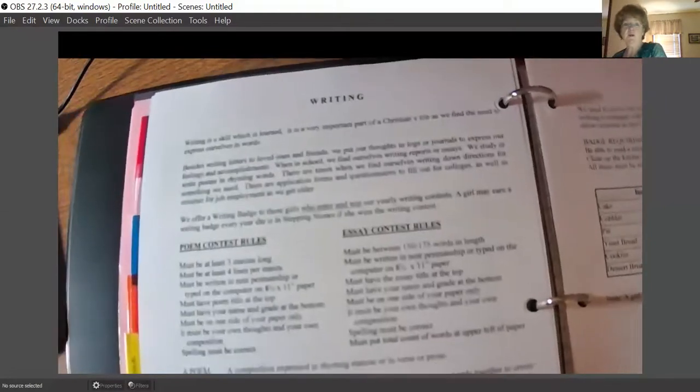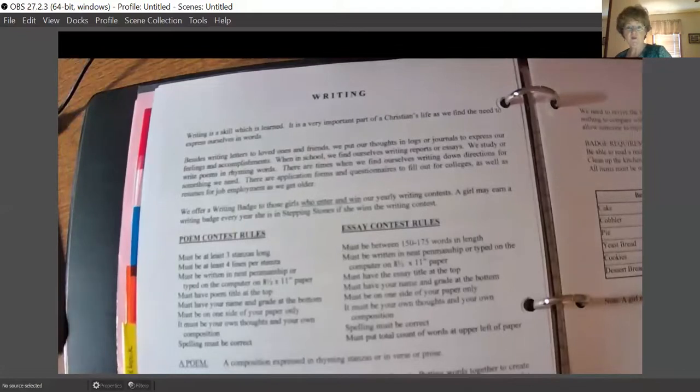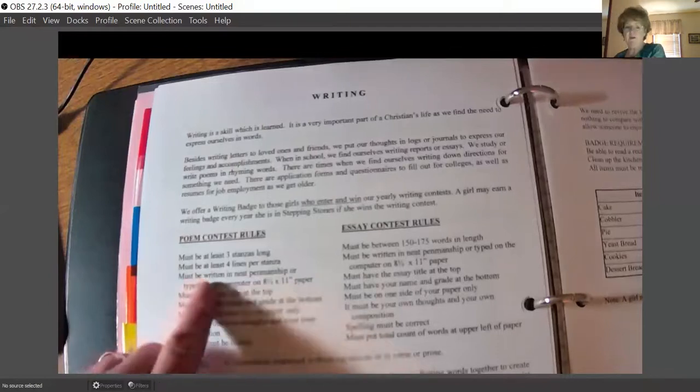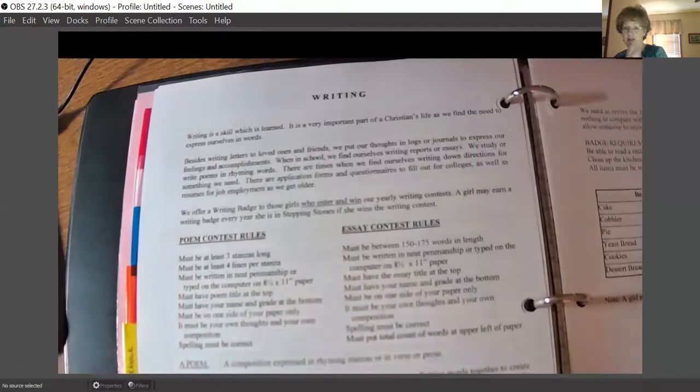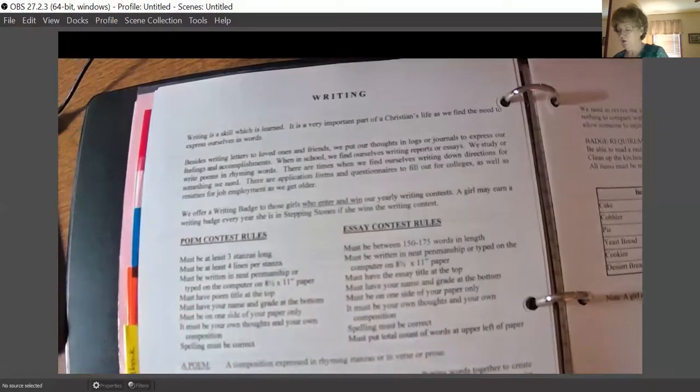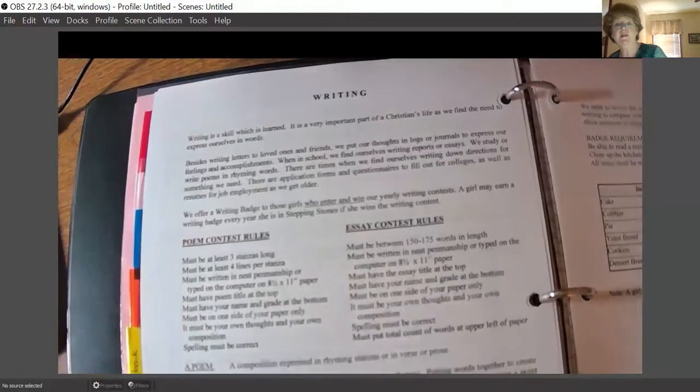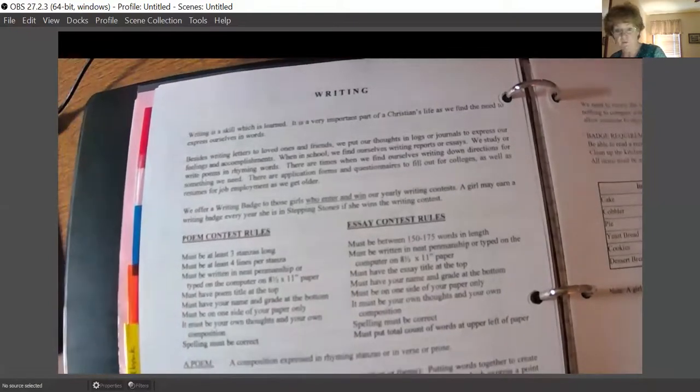As far as the writing badge, we do have a writing contest every year, and we alternate between poem writing and essay writing. And we have the rules for the contest. And so your girl might actually earn a writing badge if she wins the contest for that year.